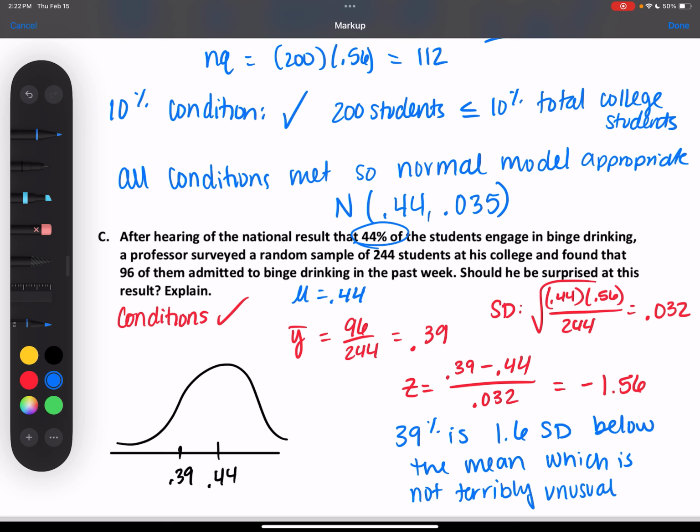Thank you. So he shouldn't be too surprised, basically, by the result that he got. If it was more than 2, he would be. So remember, z can tell us how many standard deviations away we are when we're dealing with a normal model.